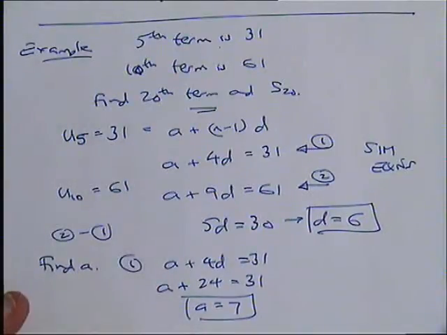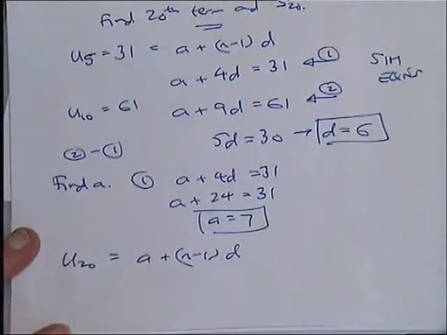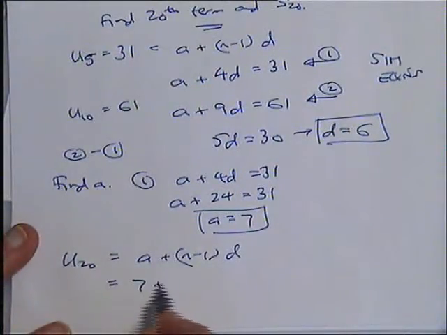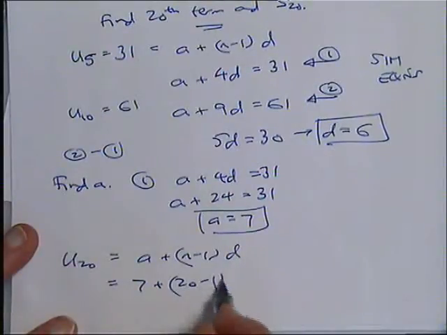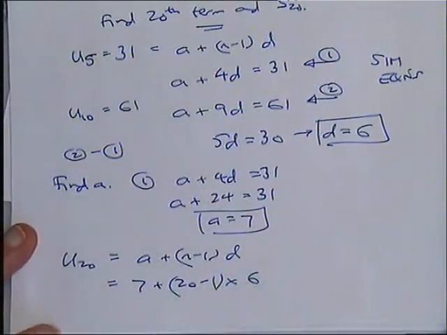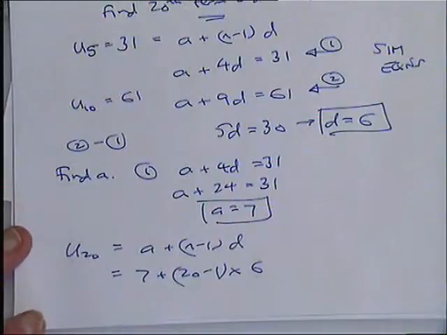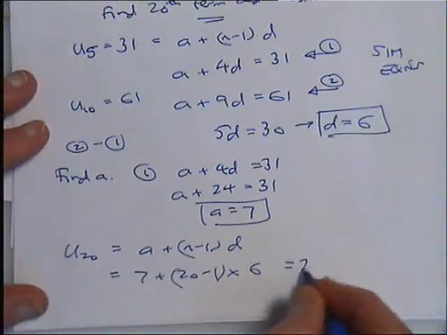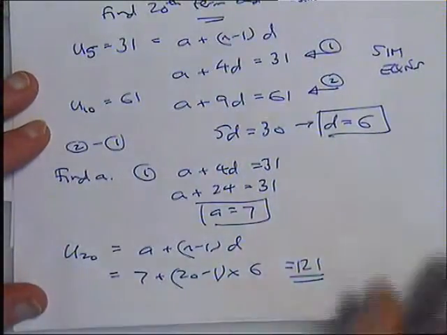Finding the 20th term, U20, well there N is going to be 20. The 20th term is A plus N minus 1D. That's the formula I'm going to be using. A I know is 7, N here is 20, and D I've worked out was 6. So you substitute those in, and you should get an answer out. I'll tell you what it is, it's 121. You could work it out yourself, but that's 121.